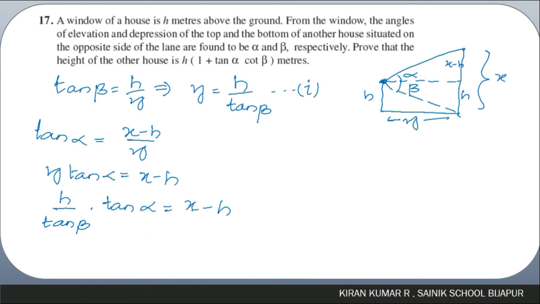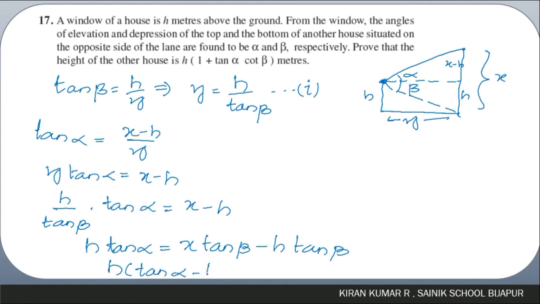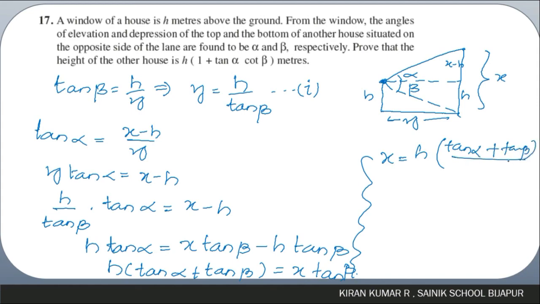Now the value of x is to be found. So I'll multiply by tan beta. I'll get h times tan alpha equal to x tan beta minus h tan beta. On transposing, h can be taken common, we get tan alpha plus tan beta equal to x times, sorry, this will become positive, h times tan beta. Now take the value of x. x will be equal to h times (tan alpha plus tan beta) divided by tan beta.